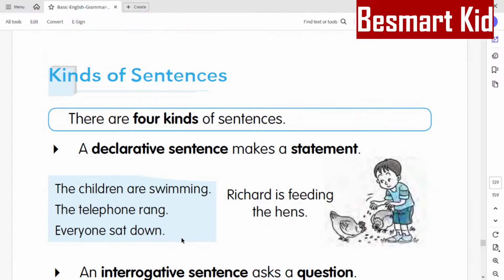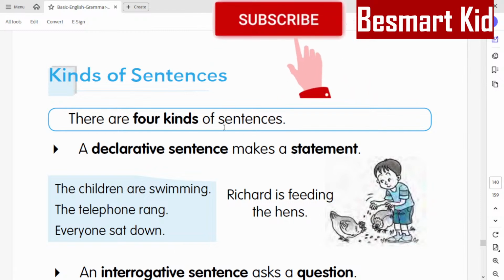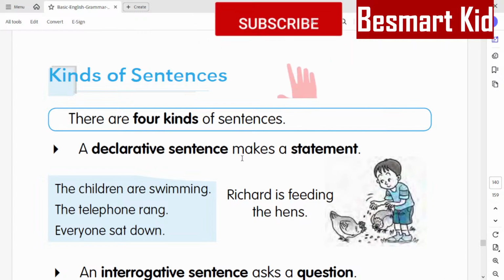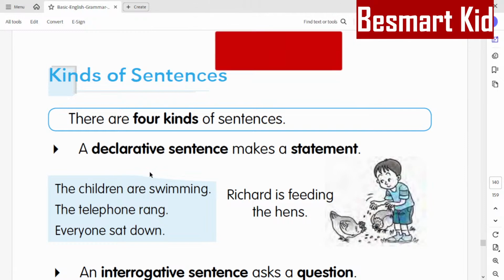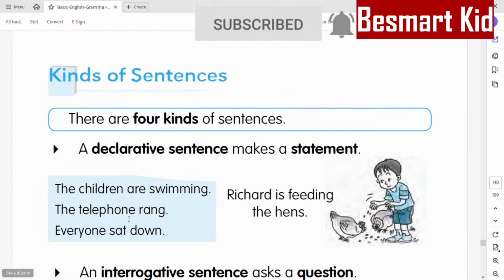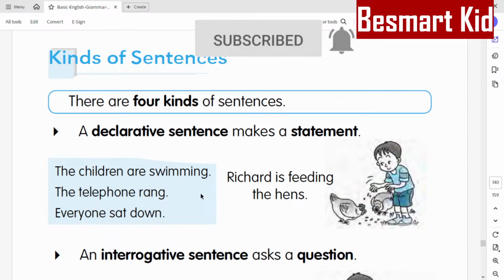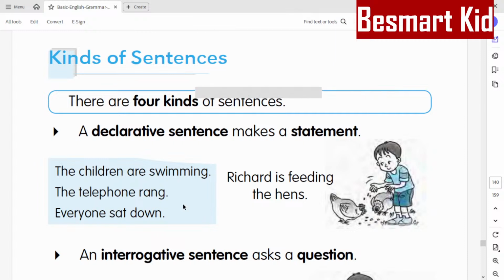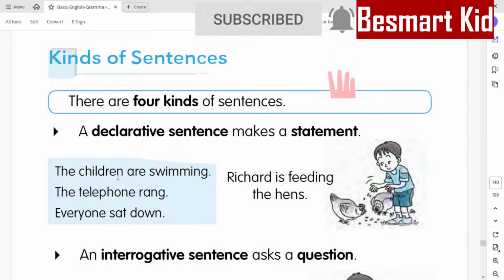Let's see the kinds of sentences. There are 5 kinds of sentences. First is the declarative sentence. It makes a statement. Examples: the children are swimming. The telephone rang. Everyone sat down. Richard is feeding the hens. Those are examples of declarative sentences, and you can make yours.